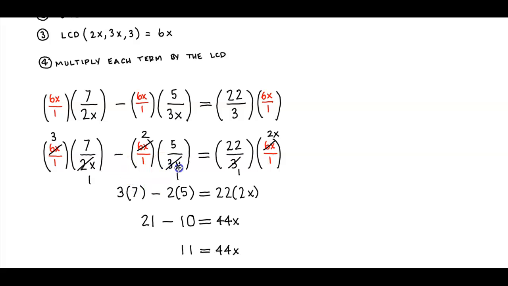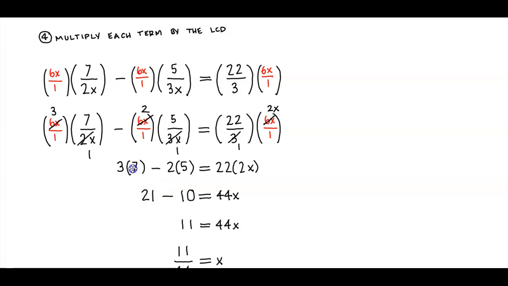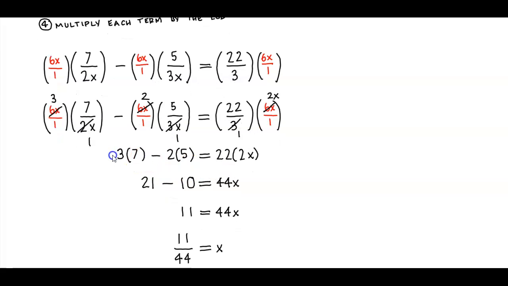Minus, 3x goes into 6x twice, and that's a 1. So then we have minus 2 times 5 equals, now the number 3 goes into 6x 2x times. So therefore we have 22 times 2x. And now we can multiply these values. So 3 times 7 is 21, minus 2 times 5, which is minus 10, which is equal to 22 times 2x, which is equal to 44x.